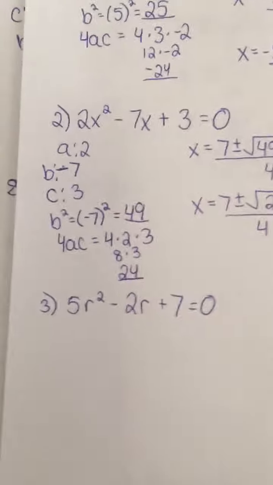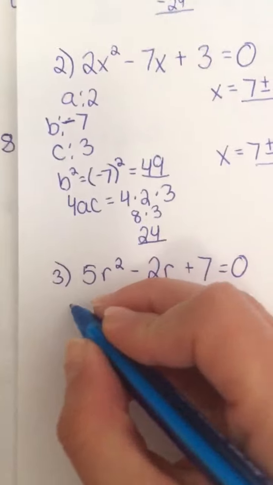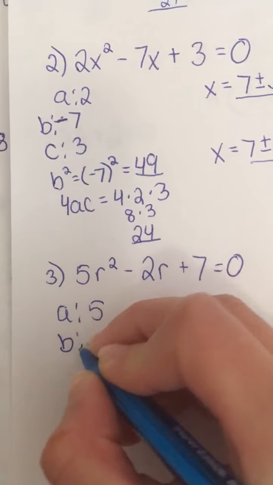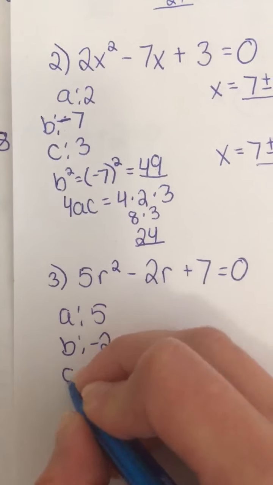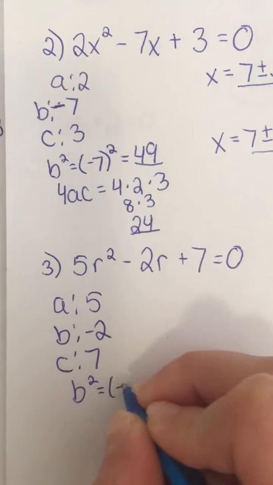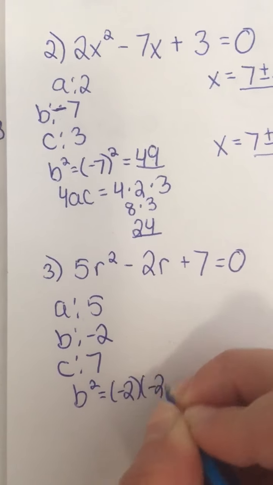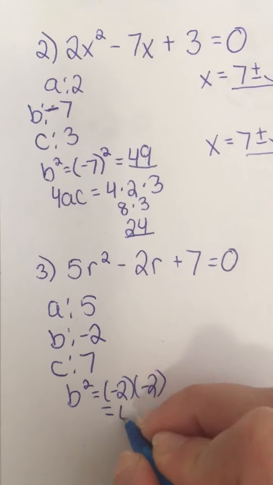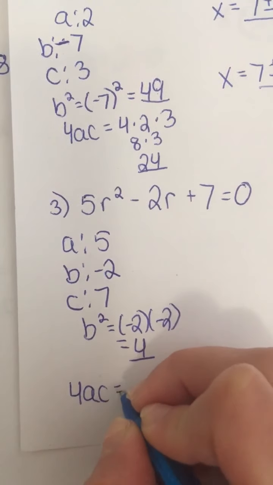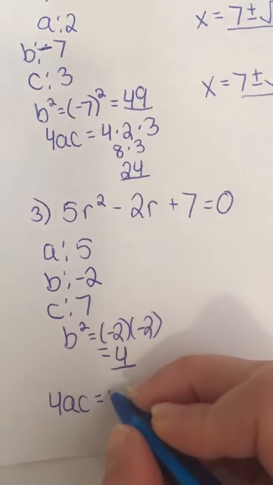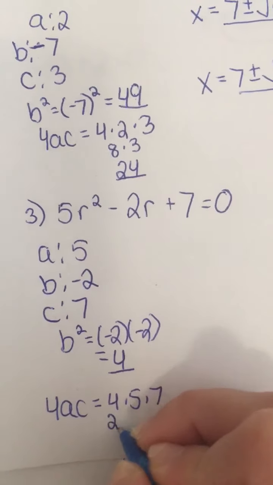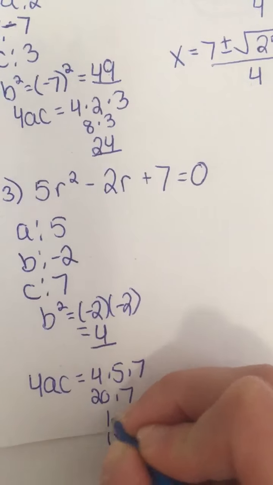So again, let's list A, B, C: 5, negative 2, and 7. B squared is negative 2 times itself, which is 4. And then 4AC is 4 times 5 times 7. That would be 20 times 7, which is 140.